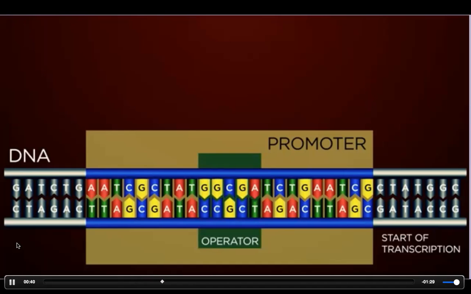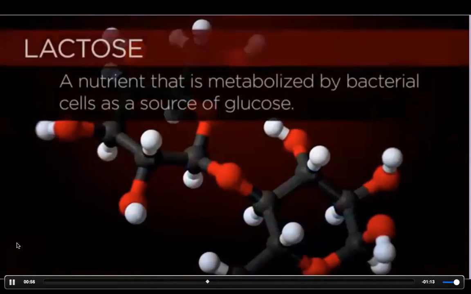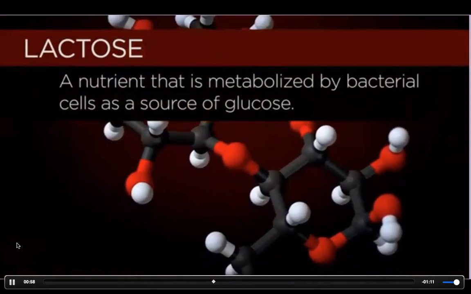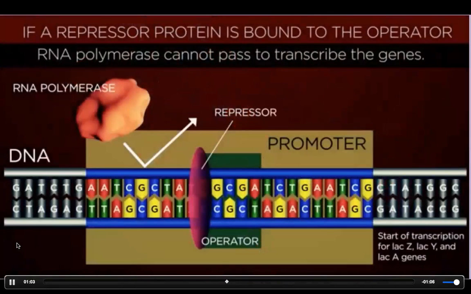The operator region can bind a repressor protein that will block RNA polymerase from passing and transcribing the genes downstream in the operon. The most common example of this operon model is the Lac Operon, found in bacteria. Lactose is a nutrient that is metabolized by bacterial cells as a source of glucose. There are three genes in the operon, and they are called LAC-Z, LAC-Y, and LAC-A. The proteins that are encoded by these genes transport and break down lactose.